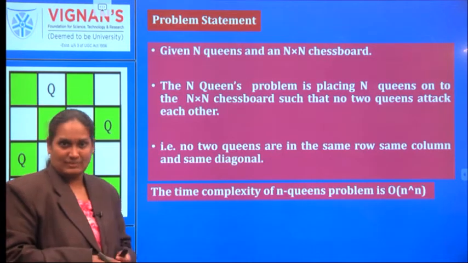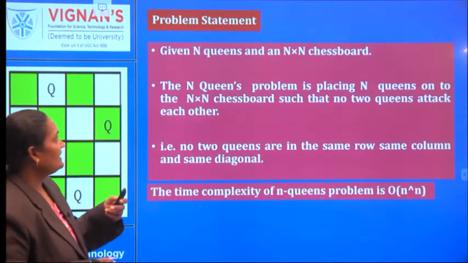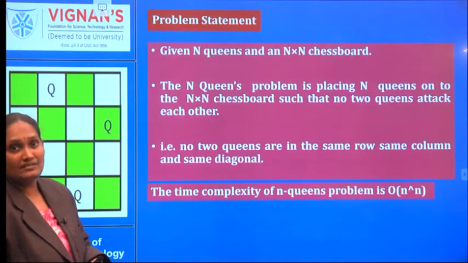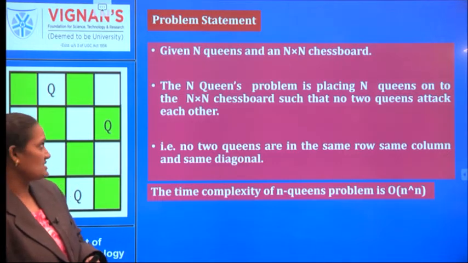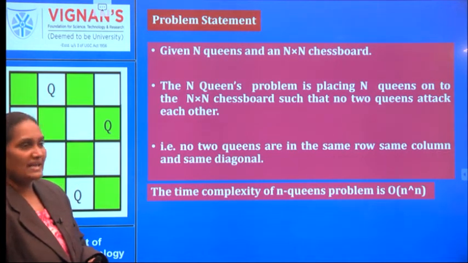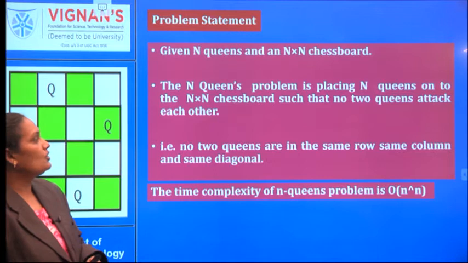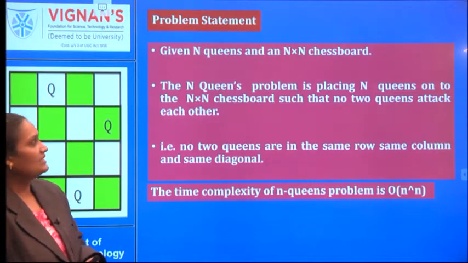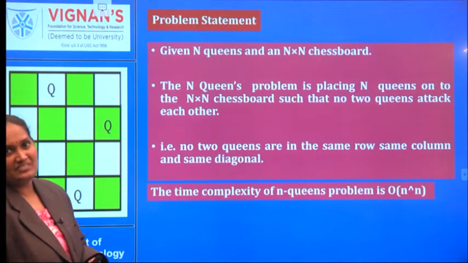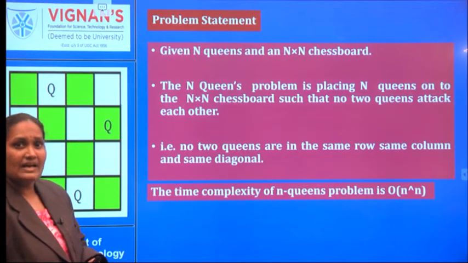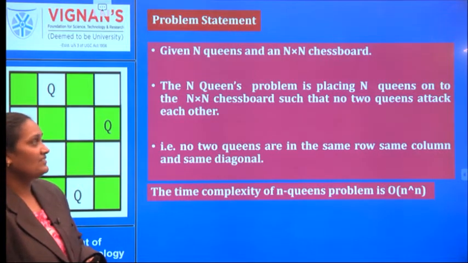Now coming to the problem statement, what is the N-Queen's problem? Given N queens and an n by n chessboard. The N queens problem is placing N queens onto the n by n chessboard such that no two queens attack each other. We are given N queens and an n by n chessboard, and we place the N queens onto the chessboard in such a way that no two queens attack each other.